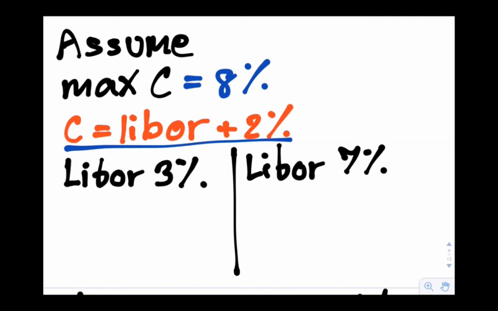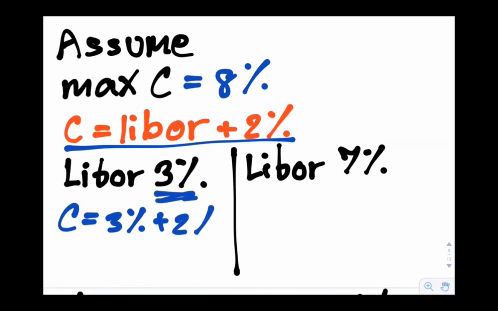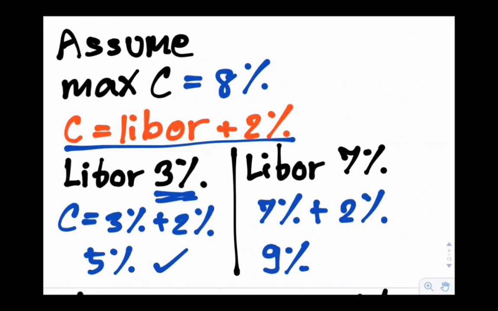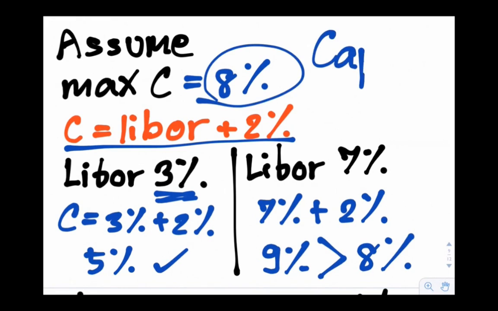The coupon equals LIBOR plus 2%. The first situation is where LIBOR equals 3%. The coupon that we have to pay is 3% plus 2% equals 5%. This is lower than 8%, so it's okay. The second situation is where LIBOR equals 7%, so the coupon that we have to pay is 7% plus 2% equals 9%. And it is greater than our cap, so the total that we have to pay is only 8%.